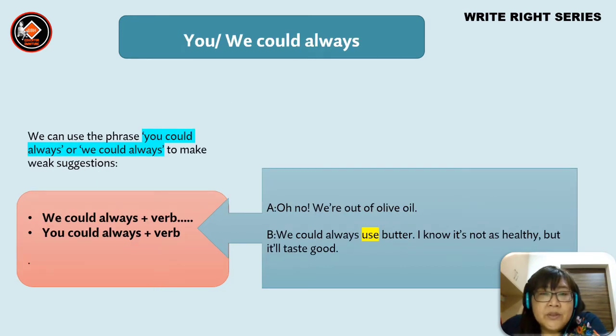Now we have the structure, you or we could always. We can use the phrase, you could always or we could always to make weak suggestions. So the structure: we could always plus the verb, you could always plus the verb. Let's look at the sample sentence. Oh no, we are out of olive oil. We could always use butter. I know it's not as healthy, but it'll taste good.